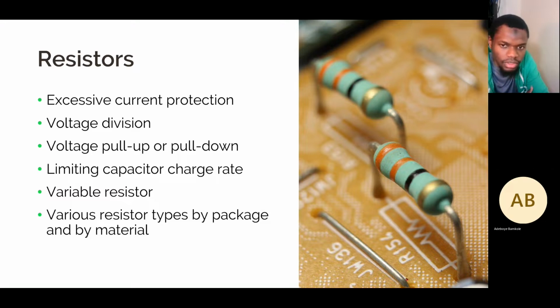You can use different resistor values depending on the kind of limitation you want to impose on the current flow. Resistors are also used for voltage division. Let's say you have 5 volts and you need 2.5 volts in a place, you can use resistors to divide that voltage into two. That's what resistors are used for in voltage division.